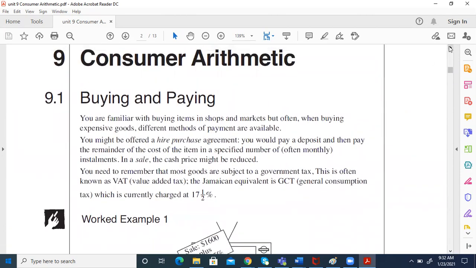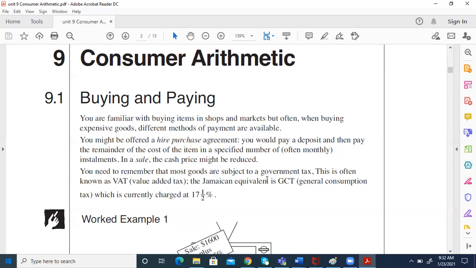So the first part of the notes says buying and paying, and I won't read it exactly. You are familiar with buying items in shops and markets, but often when buying expensive goods, different methods of payment are available. You might be offered a hire purchase agreement. You would pay a deposit, then pay the remainder of the cost of the item in a specified number of installments, often monthly. In a sale, the cash price might be reduced.